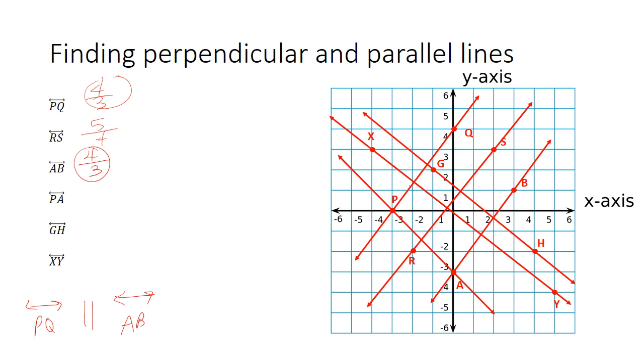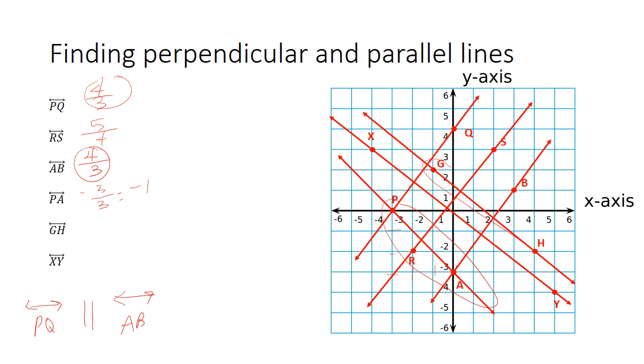Let's look at the other ones. And we're looking for P to A right here. These are all going to be negative slopes. I'm going to be going down 1, 2, 3. And I'm going to be running positive 1, 2, 3. So we would say it has a slope of -1.